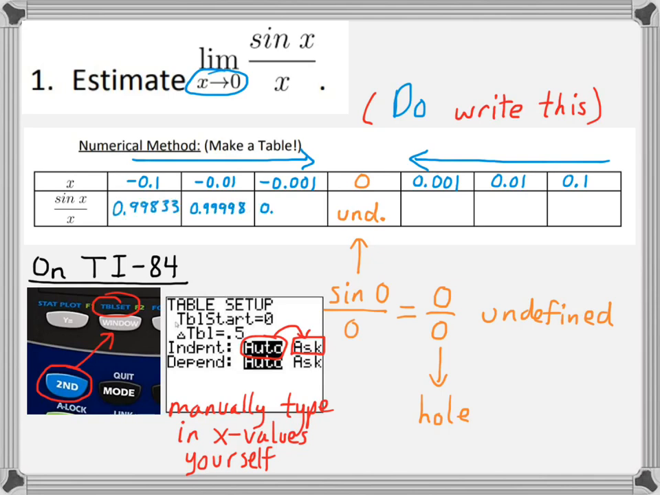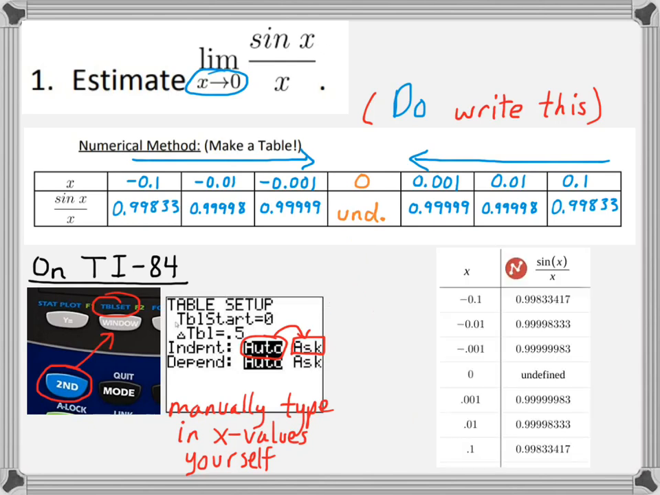You get some values like this, 0.99833, then progressing to 0.99998, then to 0.99999. I wonder what that's getting really close to. On the other side, since this is an even function, you see that those values are symmetrical. If you want to see more decimal places, here is a screenshot of the table I used Desmos to create. And you can see what those fuller decimal values are.